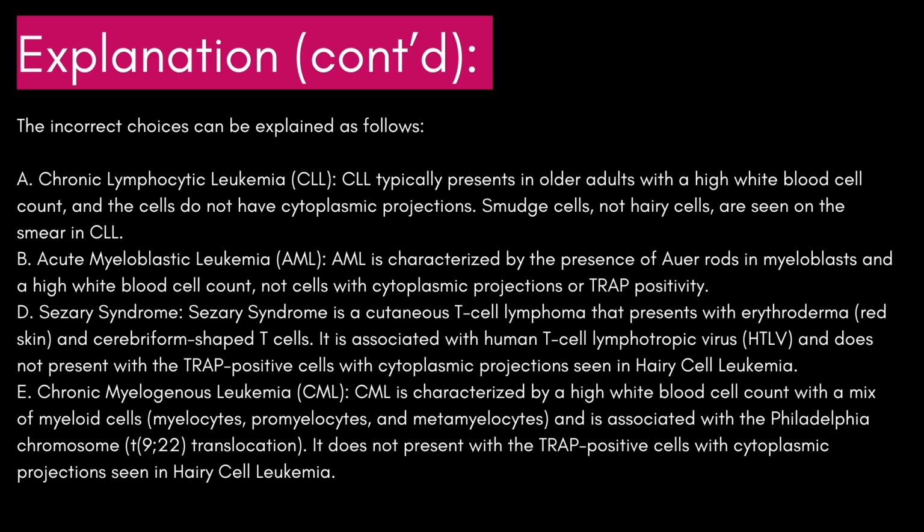D. Sézary syndrome. Sézary syndrome is a cutaneous T-cell lymphoma that presents with erythroderma, red skin, and cerebriform-shaped T cells. It is associated with human T-cell lymphotropic virus, HTLV, and does not present with the TRAP-positive cells with cytoplasmic projections seen in hairy cell leukemia. E. Chronic myelogenous leukemia, CML. CML is characterized by a high white blood cell count with a mix of myeloid cells, myelocytes, promyelocytes, and metamyelocytes, and is associated with the Philadelphia chromosome, t(9;22) translocation. It does not present with the TRAP-positive cells with cytoplasmic projections seen in hairy cell leukemia.